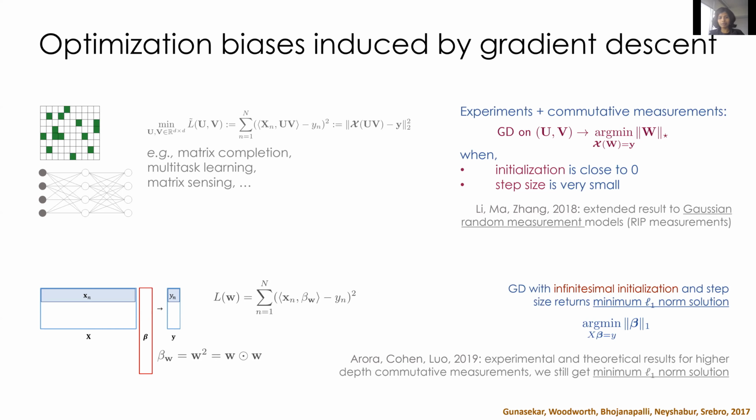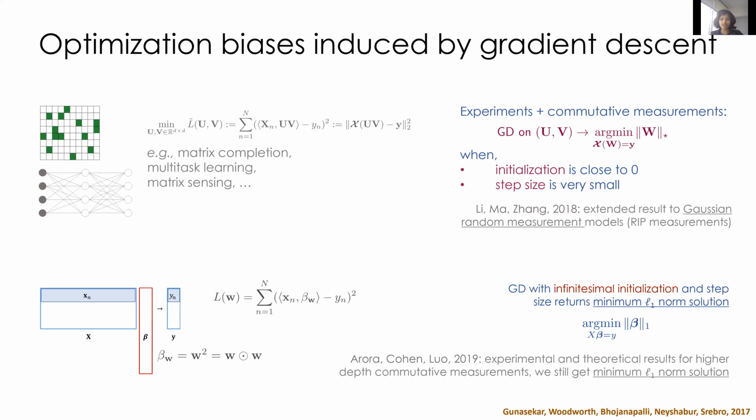Of all the possible beta it can return, it will return a solution which has minimum L1 norm. And the later results also show that you can get similar results if you don't use square, but a power W power D and so on. We'll come back to this particular model in more detail later on, because this would be kind of important to what I'm talking about today too.